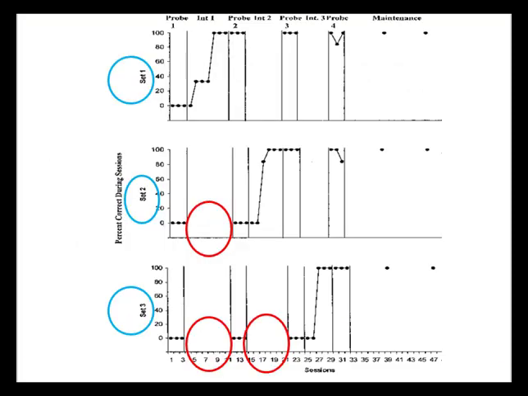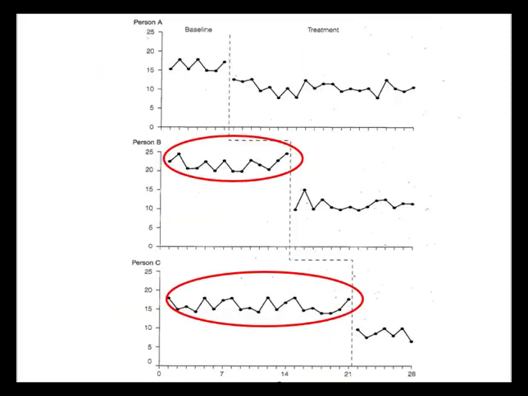This design is a multiple probe across behaviors. We see one participant's data across 3 sets of behavior. The replications of effect are circled in red. Is this intra-subject or inter-subject replication? Well, there's only one participant, so this is intra-subject replication.